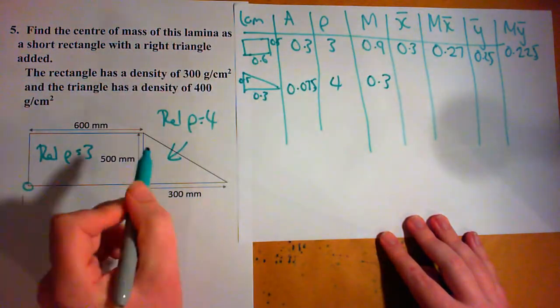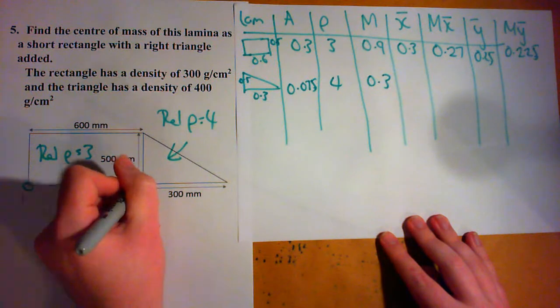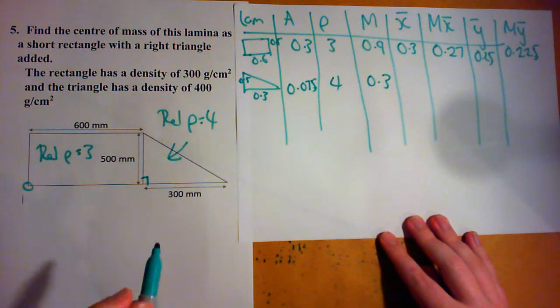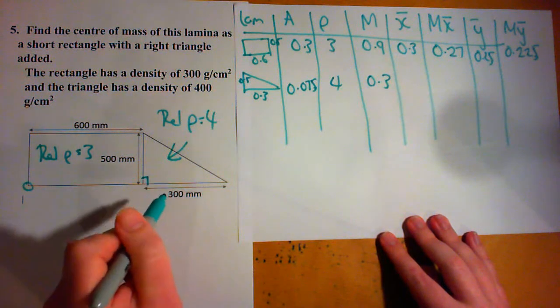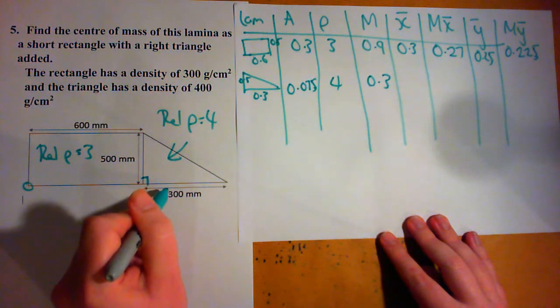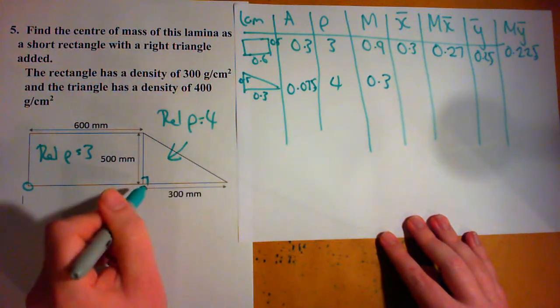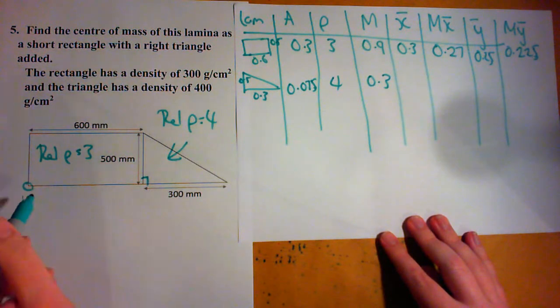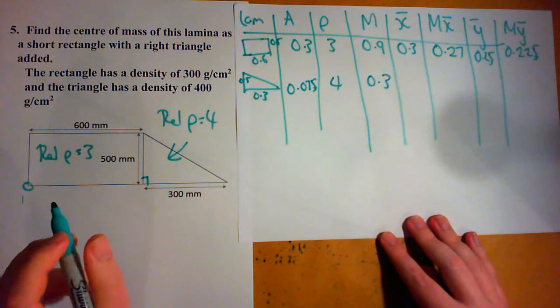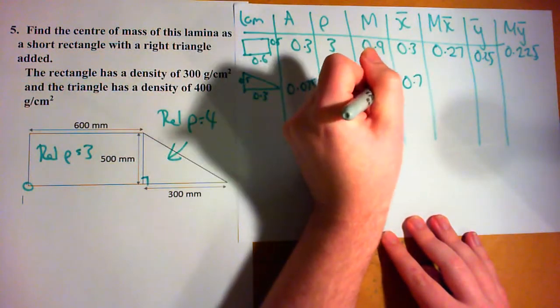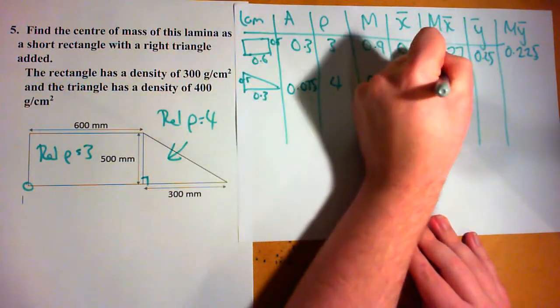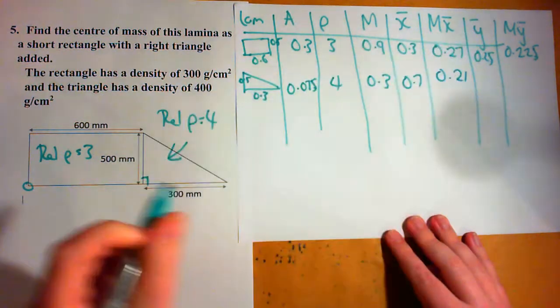X bar is, we're dealing with a right angle triangle here, and for a right angle triangle the centroid or centre of mass is 1/3 of the way along. So 1/3 of 300 is 100 plus 600, giving us 0.7. M times x bar is therefore 0.3 times 0.7, giving you 0.21.